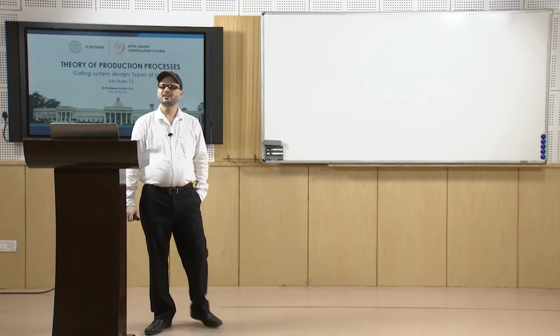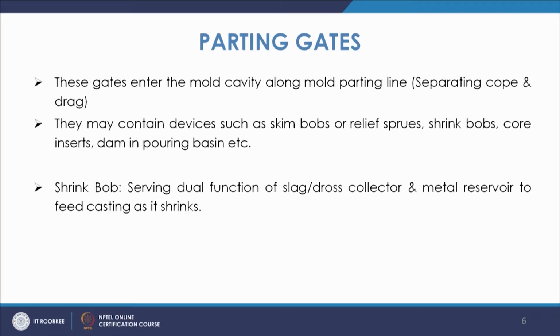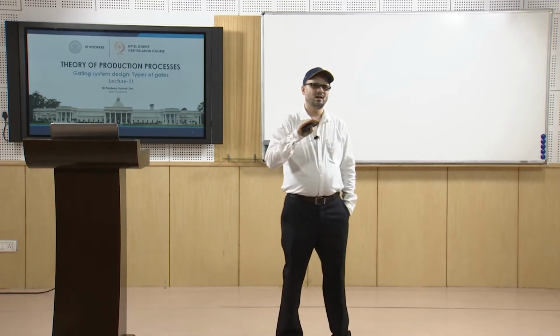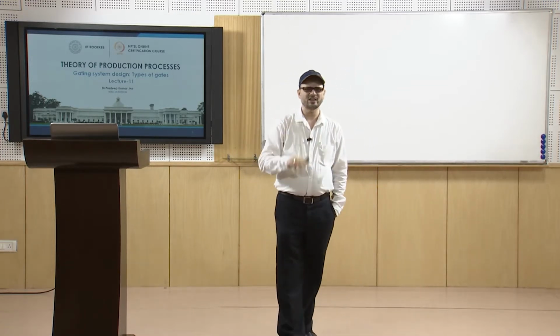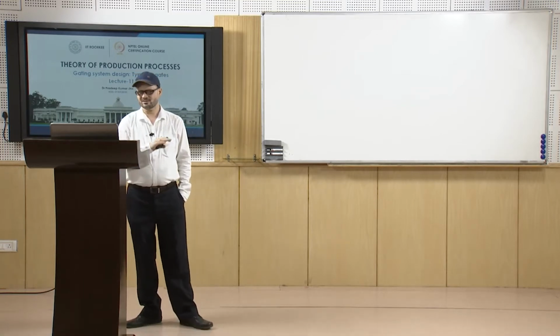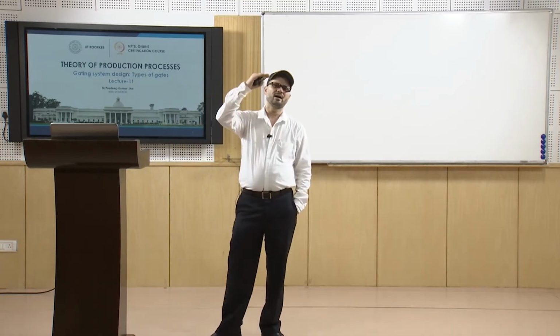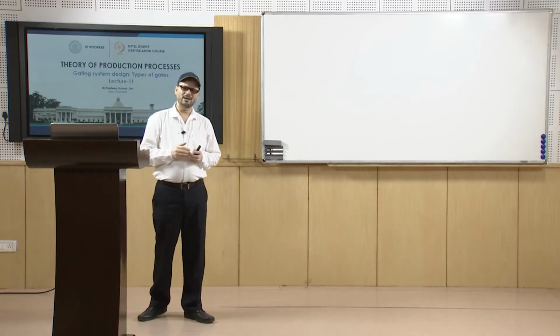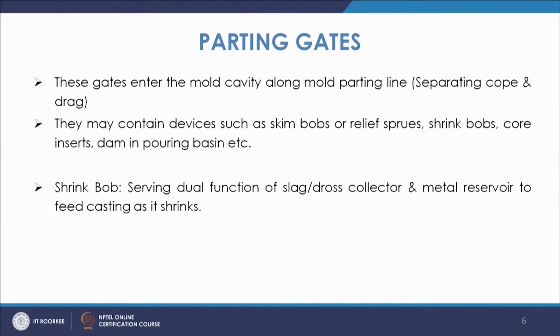Now, these gates enter the mold cavity along the mold parting line. The parting gates are defined based on the assumption that the liquid metal is entering at the parting line of the mold. The parting line is that surface which separates the top molding box, that is cope, and the bottom molding box, that is drag. In the parting gate you may use many devices like skim bobs or relief sprues, shrink bobs, core inserts, dam in pouring basin, etc.